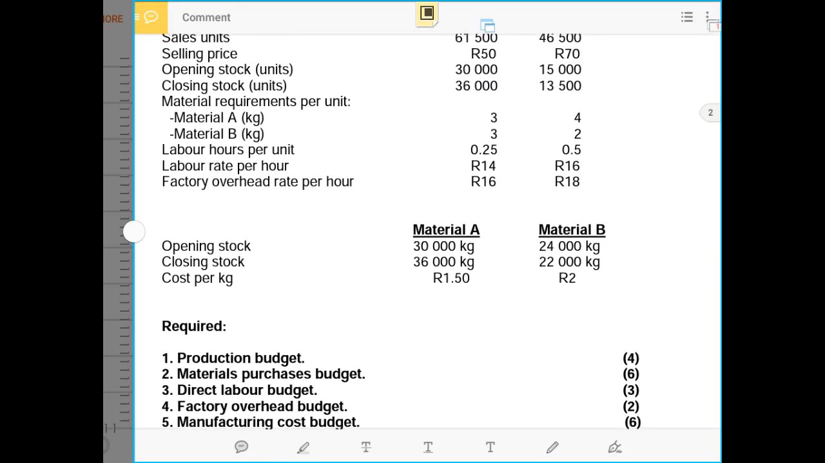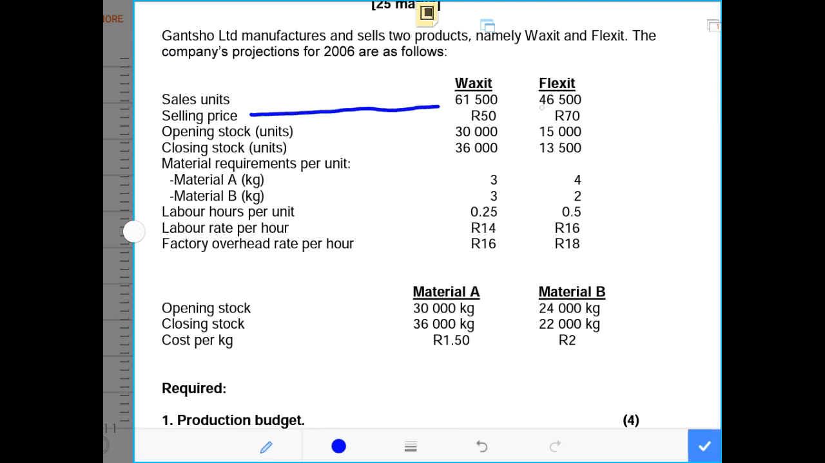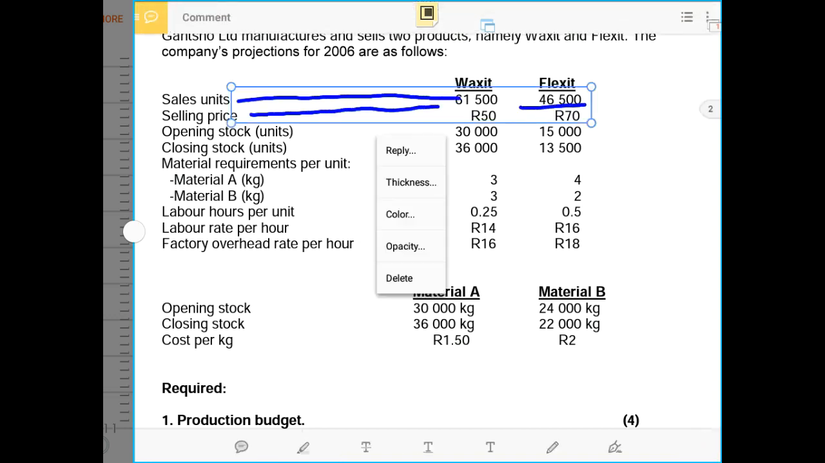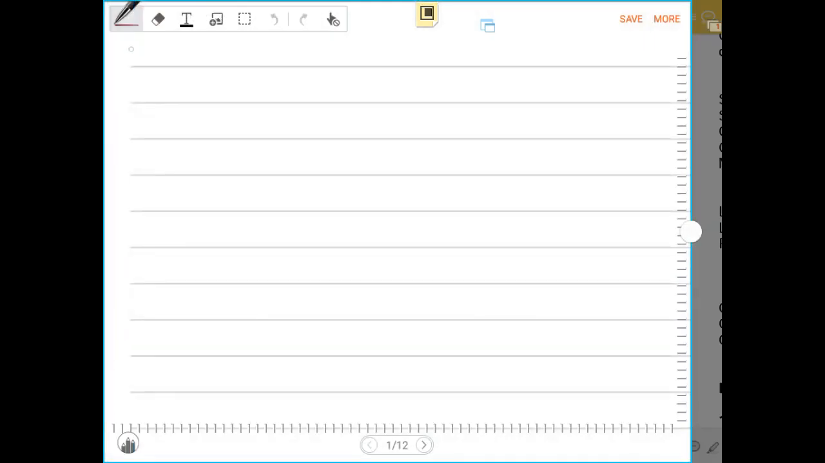So now let us start with our production budget, and we know that our production budget starts with the expected sales. So now we are starting with our production budget, which is the first requirement in the exercise. Production budget for the 2 products, which is Waxit and Flexit. These are the 2 products that we have.